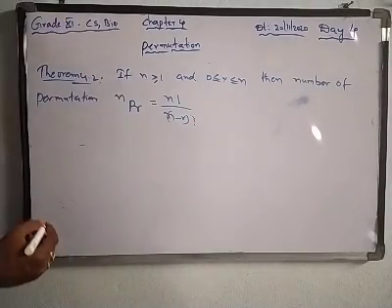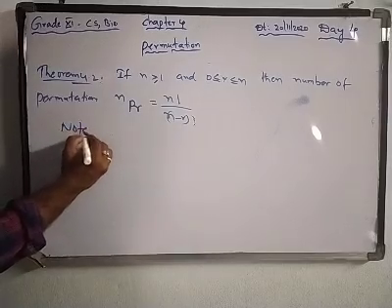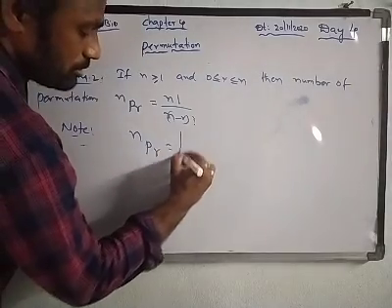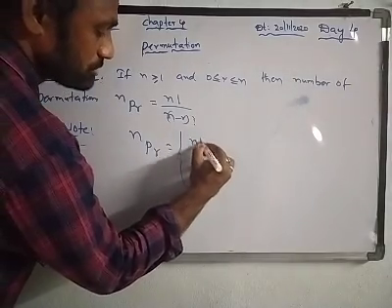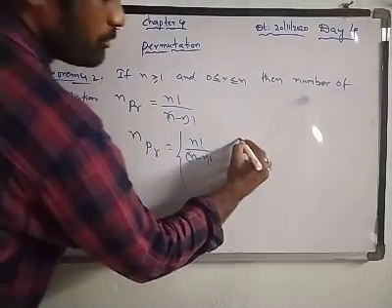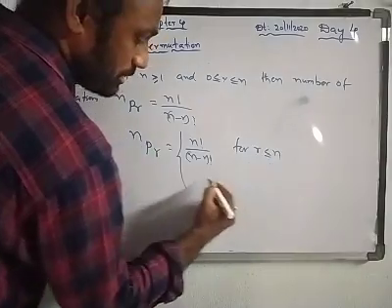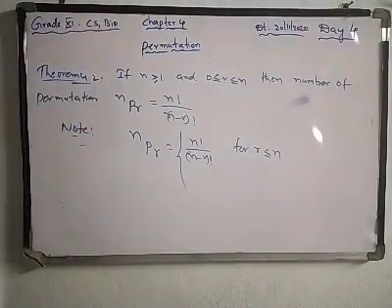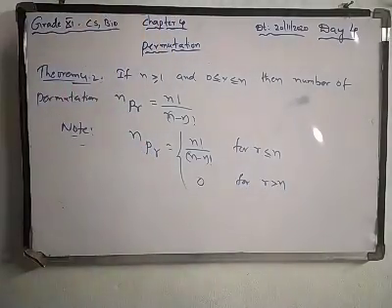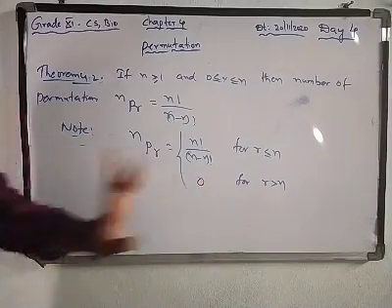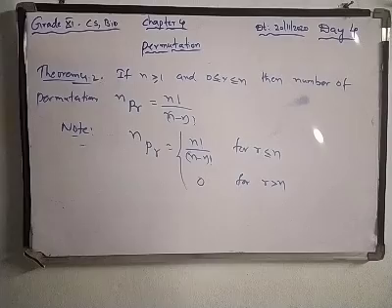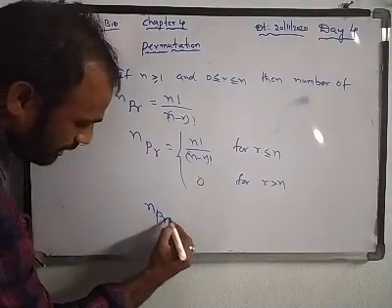So there are two cases in this, so we can mention it as a note. nPr is equal to n factorial by n minus r factorial for r less than or equal to n, and the second case is 0 for r greater than n. It means that if the r value is greater than n, then we have to put it as 0. If the r value is less than or equal to n, we have to use the formula n factorial by n minus r factorial.